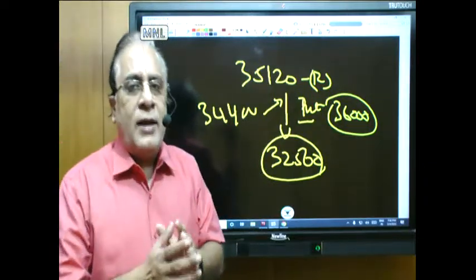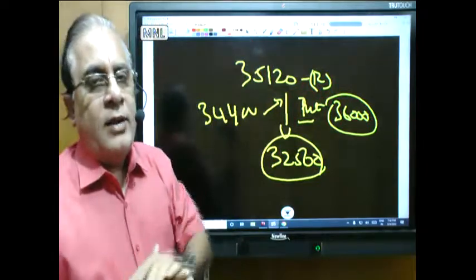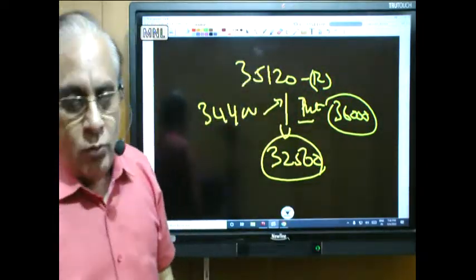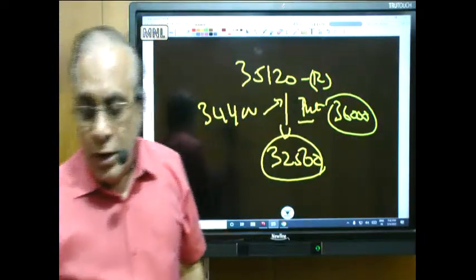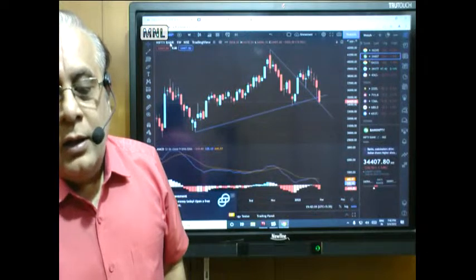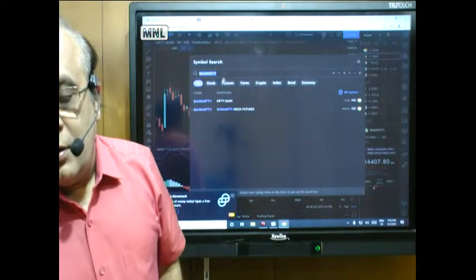And we have seen HDFC Bank, one of the important weightages for the Bank Nifty, has now come to a 52-week low. So we look at one or two stocks also. Now let's look at Reliance.